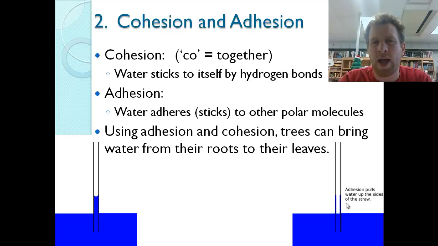Okay, now we got cohesion and adhesion. Now cohesion, the prefix co simply means together. That's why when you communicate with someone, you are talking together with someone else, listening and speaking and having a conversation. If you collaborate with someone, you're working together. If you live in a community, all those are people living together. Okay, so with cohesion, co meaning together, that just means that water is going to stick together or stick to itself because of those hydrogen bonds. Now, it's kind of similar, but kind of the opposite. So adhesion. Okay, adhesion is where water adheres, or it's going to stick to other polar molecules.